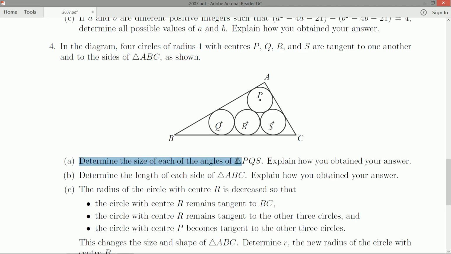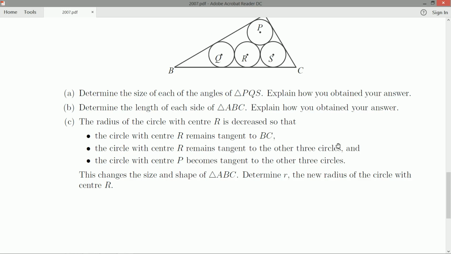So A part, determine the size of each of the angles in triangle PQS. So notice that P and Q circles don't actually touch, so that might be a bit of a challenge. Of course, explain how you obtained your answer. You're going to have that just about everywhere.